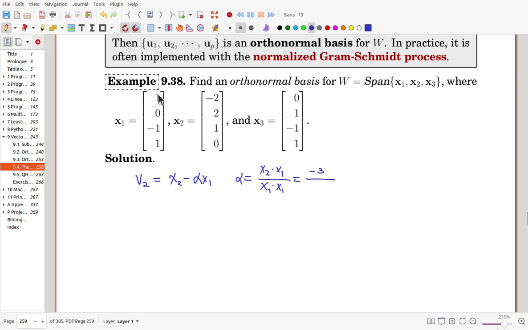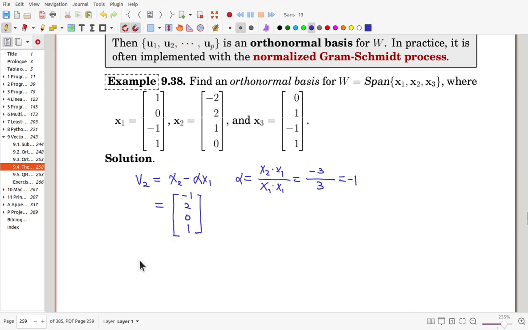And x1 dot x1 is 1 1 1, that is a 3. So that is minus 1, which means that this is the same as, okay, now alpha is minus 1, so we have to add two vectors, x1, x2. Addition is minus 1, addition is 2, addition is 0, and 1. Right? So we got V2.